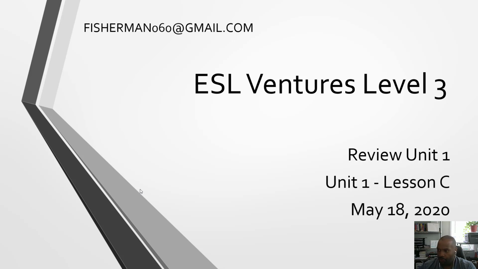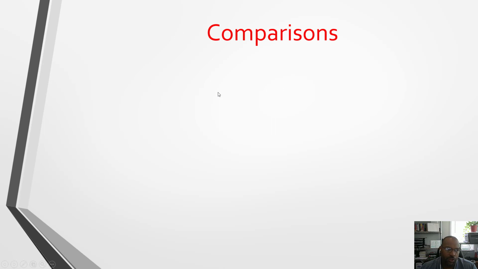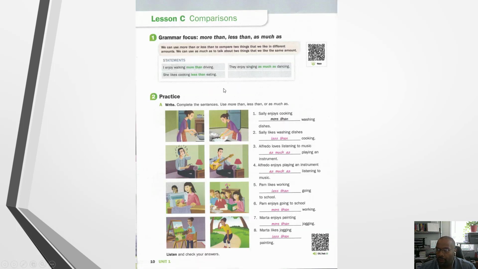Alright, so now we're going to move on to lesson C in our workbooks for ESL level 3. Now before we do that, let's jump into what we're going to be learning and what we're actually going to be reviewing here. And that's going to be comparisons. Alright. So on page 10 of the student book, right? Page 10 in Unit 1, all right, we're going to refresh our minds and focus on comparisons.